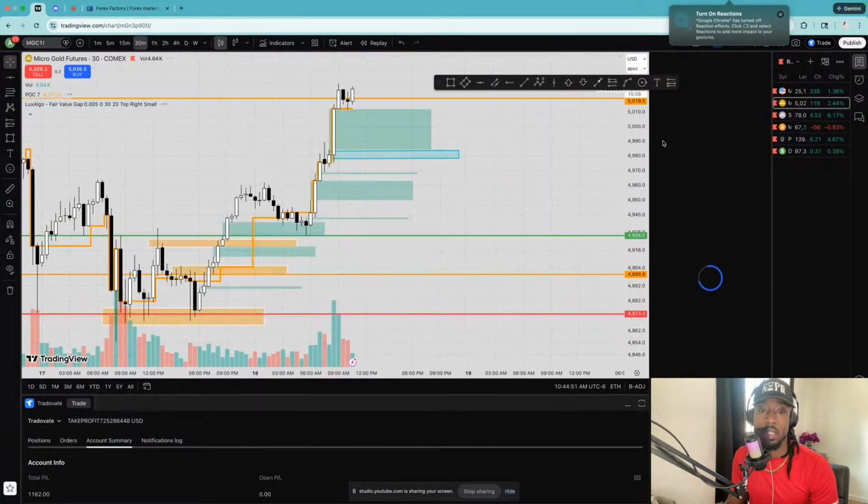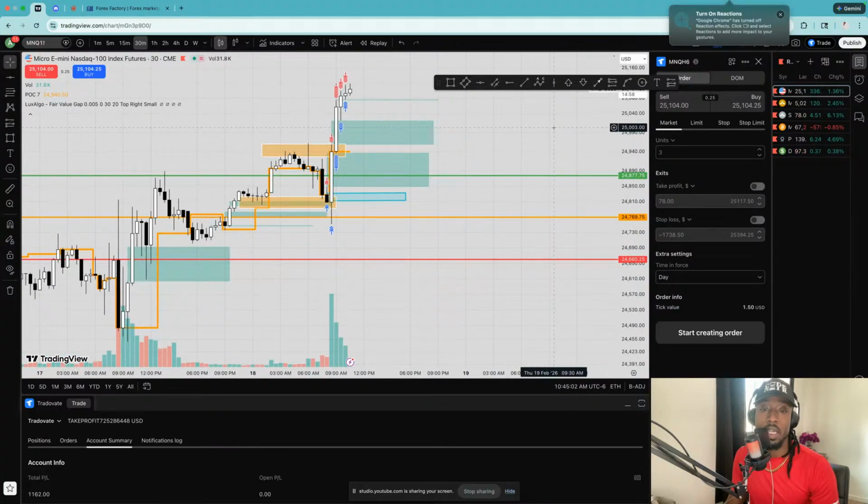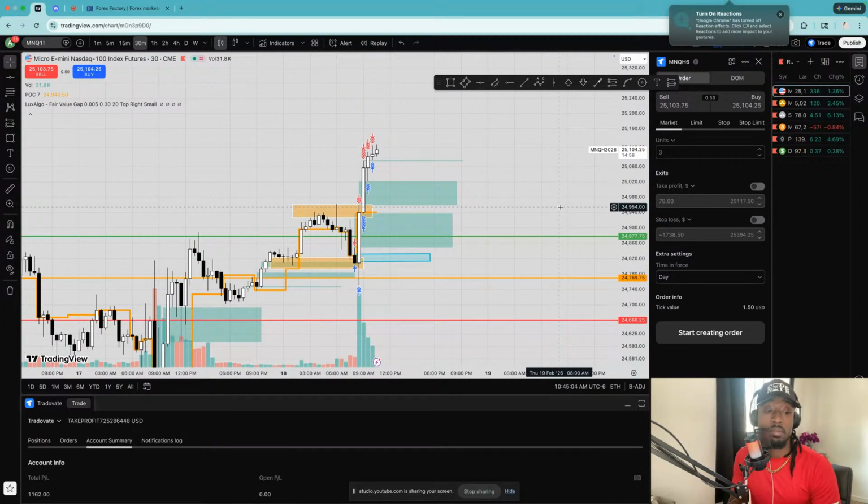Gold also had some great moves. Didn't take any trades over there. It had good moves at open. Besides that, it's just been kind of stagnant. As you can see, there's nothing in between. But my initial plays that I did make were NASDAQ buys at open.